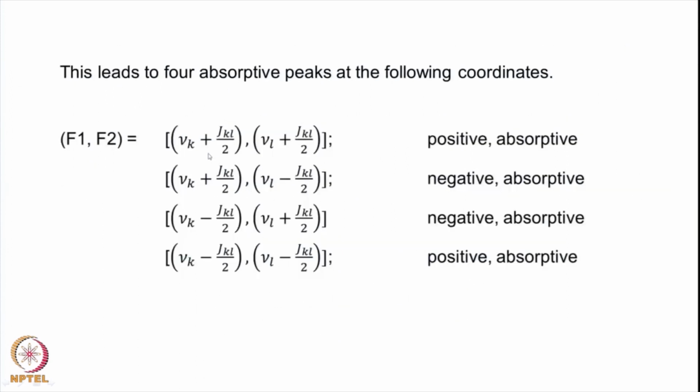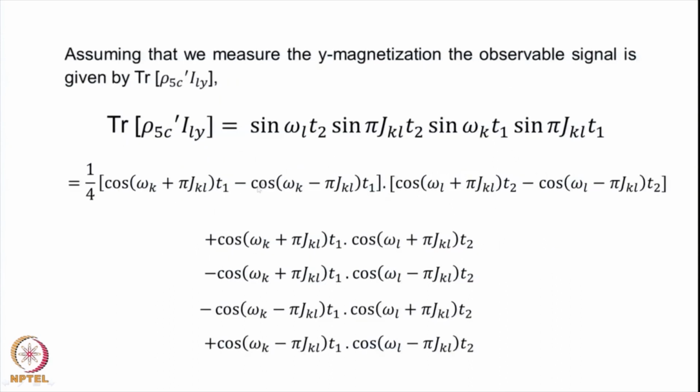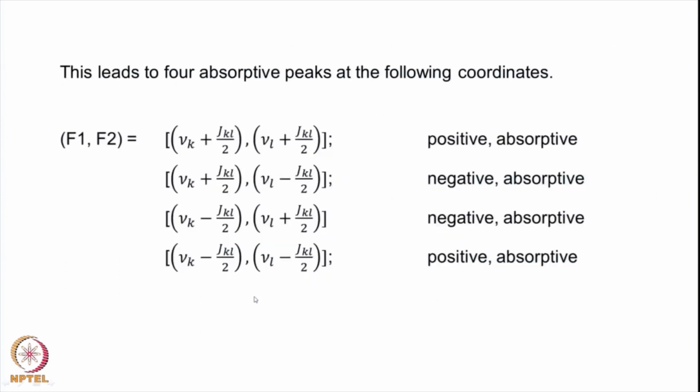So therefore, this is what is indicated here. This leads to 4 absorptive peaks at the following coordinates. Why did we say absorptive? Because you notice here all of them are cosine terms. Since all of them are cosine terms, I get absorptive peaks. And then the signs are as indicated here. This is positive, this is negative, this is negative and this is positive, and all of them are absorptive peaks.